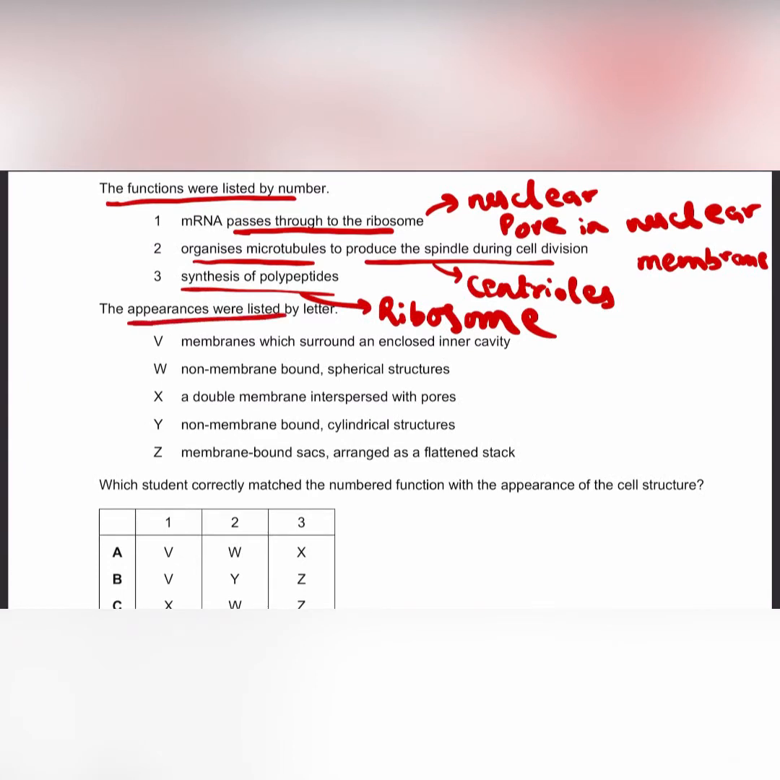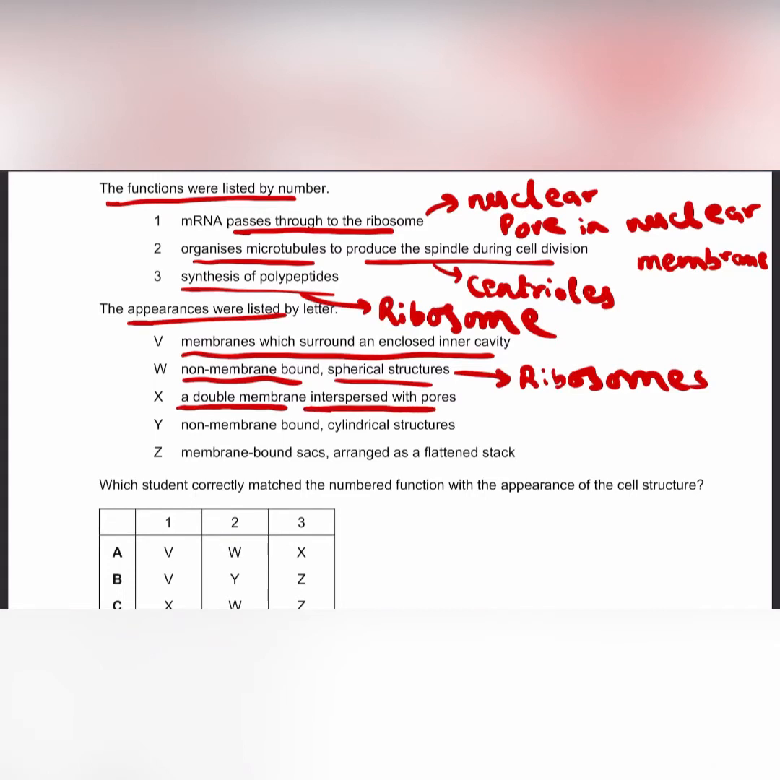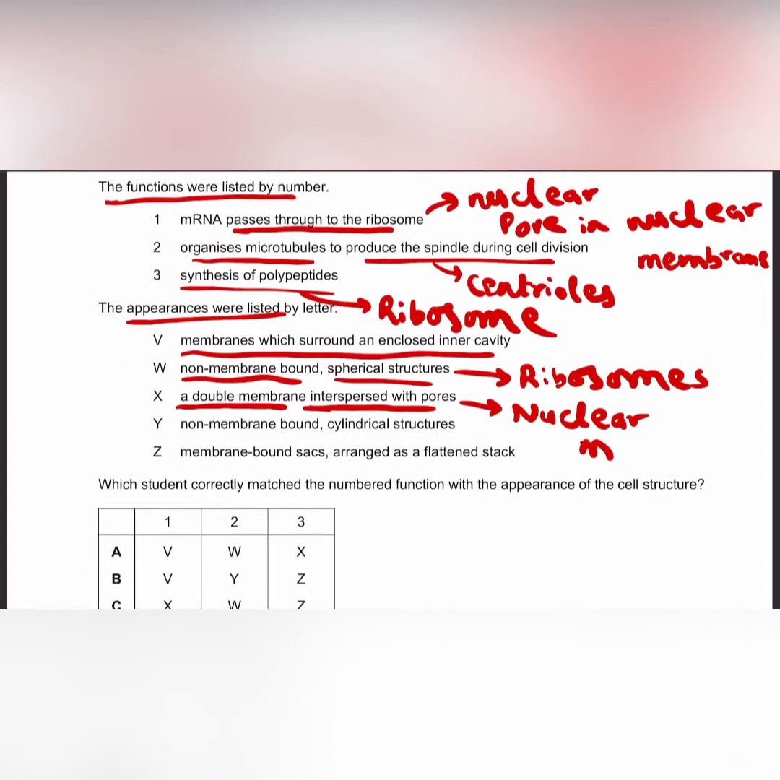Membranes which surround an enclosed inner cavity. Okay. Non-membrane bound spherical structures, these are definitely ribosomes. If we talk about spherical structures which are non-membrane bound, so these are ribosomes. A double membrane interspersed with pores. This is nuclear envelope, which is a double membrane that is interspersed with nuclear pores. So this is nuclear envelope or nuclear membrane. Okay. Non-membrane bound cylindrical structures, these are definitely centrioles.